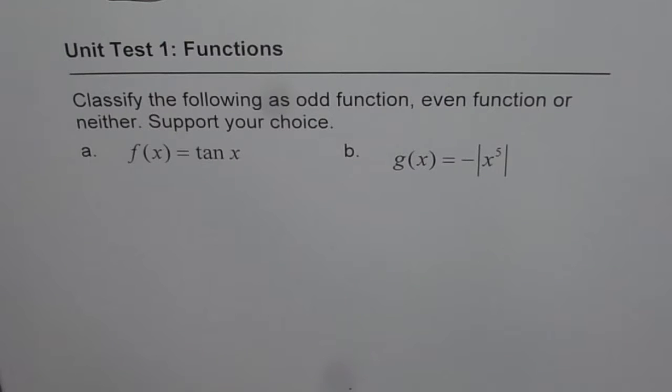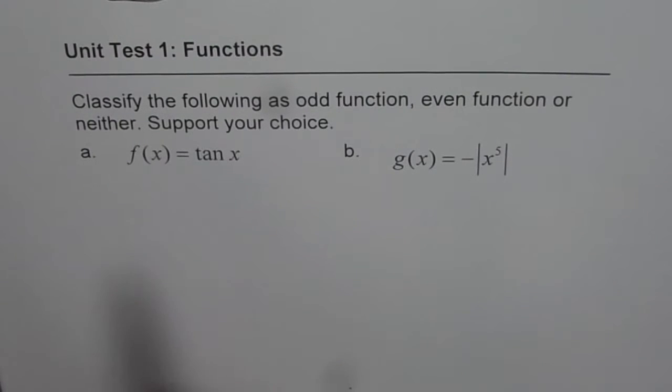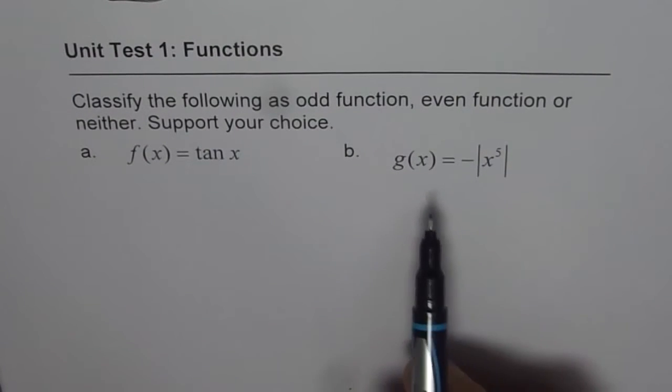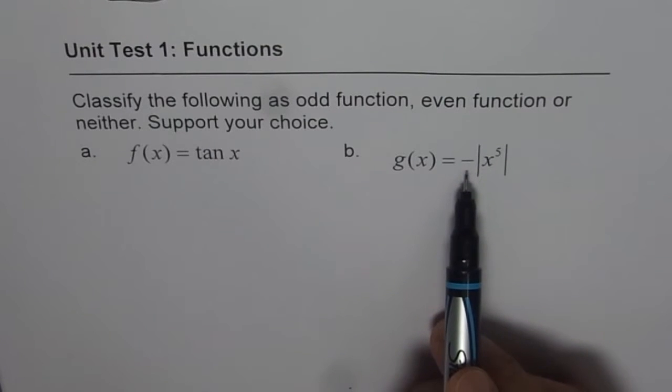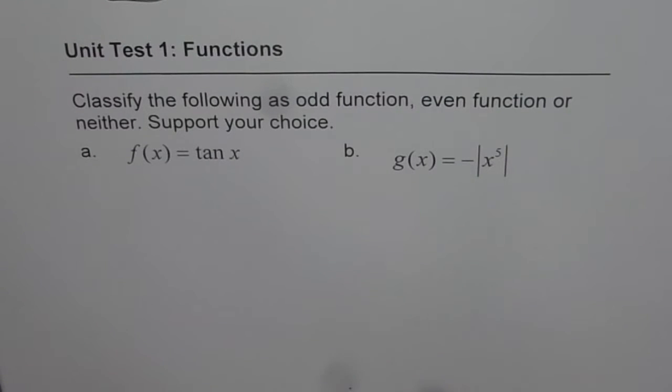Classify the following as odd function, even function, or neither. Support your choice. So we have two functions here: f of x equals tan x and g of x equals minus the absolute value of x to the power of 5. I'd like you to pause the video, answer these questions, and then you can look into my suggestion.